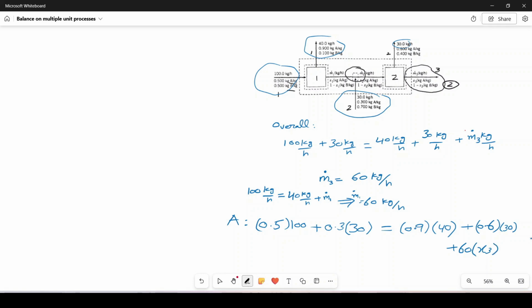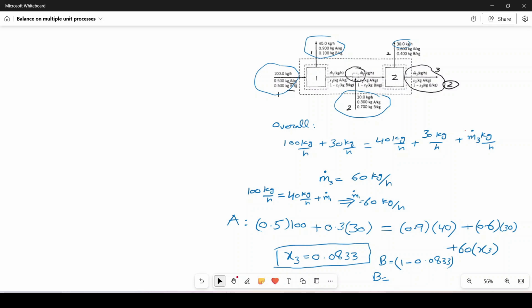So from here, if you solve this equation, x3 comes out as 0.0833. When you have x3, you can easily calculate 1 minus x3, which is the mass fraction of B in this stream. So it is 1 minus 0.0833, and that is the mass fraction of B.